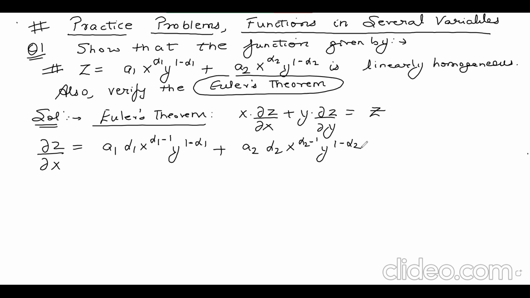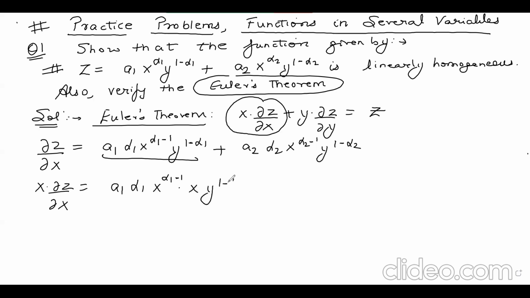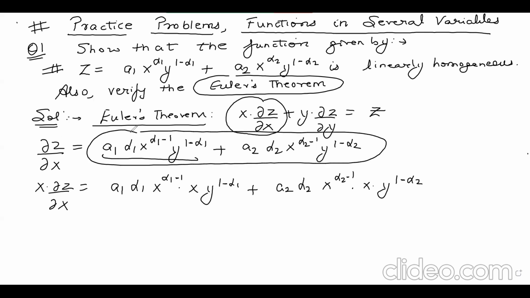Can I multiply this by x? Because I need x times del z by del x. So x times del z by del x will be this whole expression multiplied by x. So if I multiply this by x, I get a1 alpha 1 x to the power alpha 1 minus 1 multiplied by x y to the power 1 minus alpha 1 plus a2 alpha 2 x to the power alpha 2 minus 1 again multiplied by x times y to the power 1 minus alpha 2. What I've done, guys, is multiply this whole del z by del x term by x.